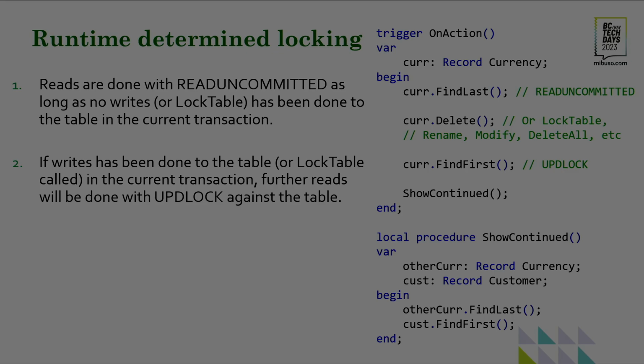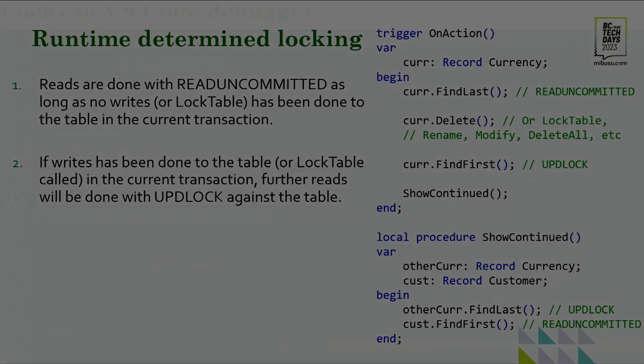Now we're talking about another variable, another record instance, another method. So which rule should we apply? Well, we still did a write to that table. So of course, it is 2. And then we come to cust.find first, a new table. We haven't touched this table before. So we can go again, rules, it's number 1. There you go, read uncommitted.